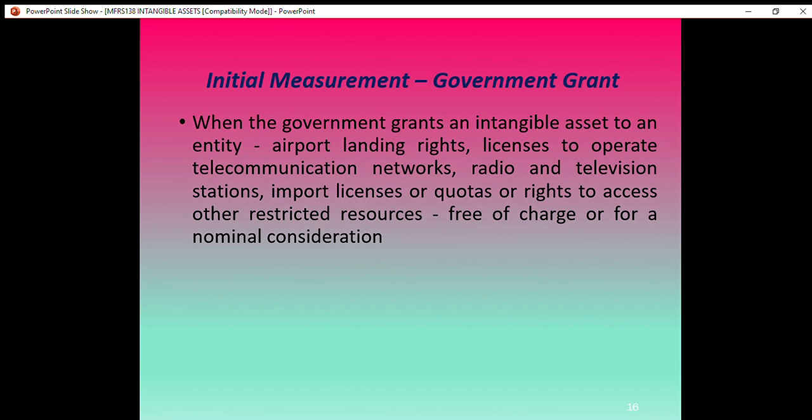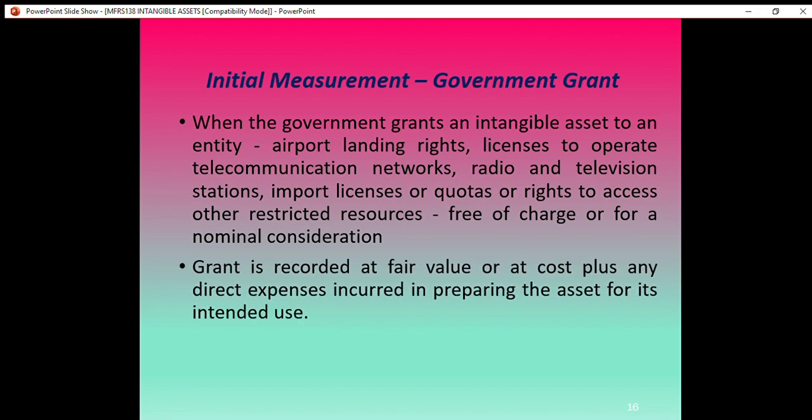The third situation is when the intangible assets are acquired through government grant. The examples of intangible assets that are acquired through government grants include airport landing rights, licenses to operate telecommunication networks, radio and television stations, import licenses or quotas, or rights to access restricted resources such as crude oil. These intangible assets may be acquired free of charge or for a nominal consideration.